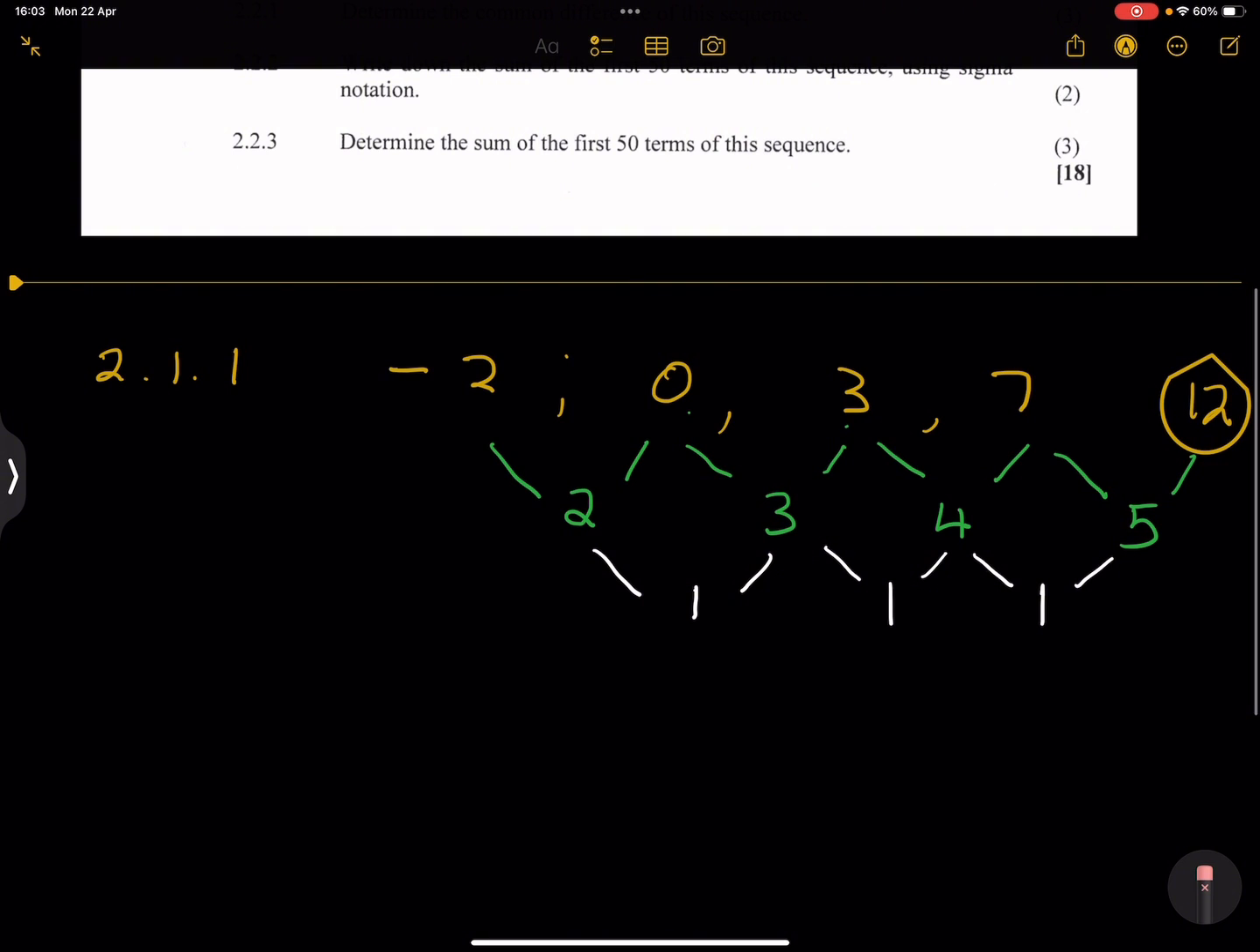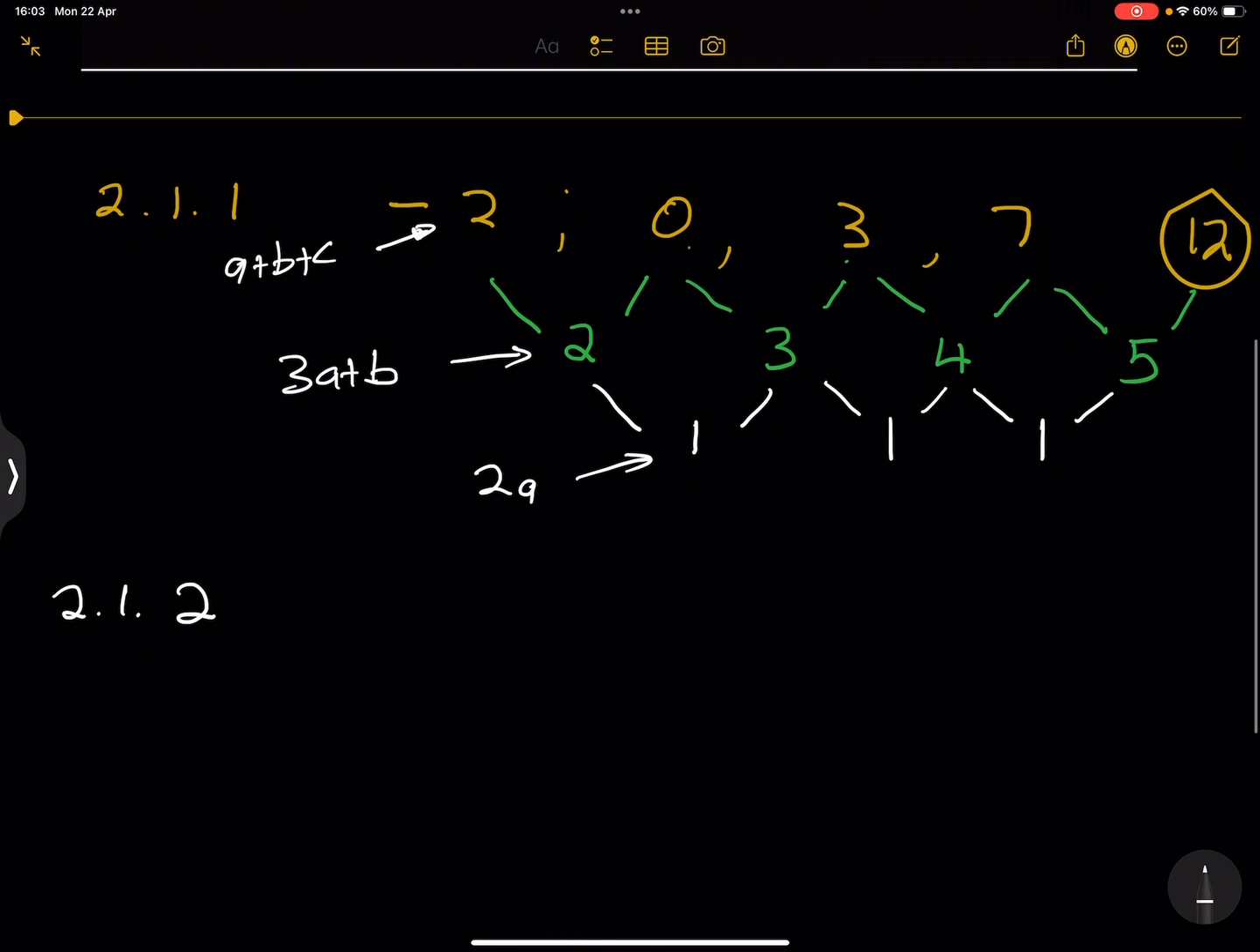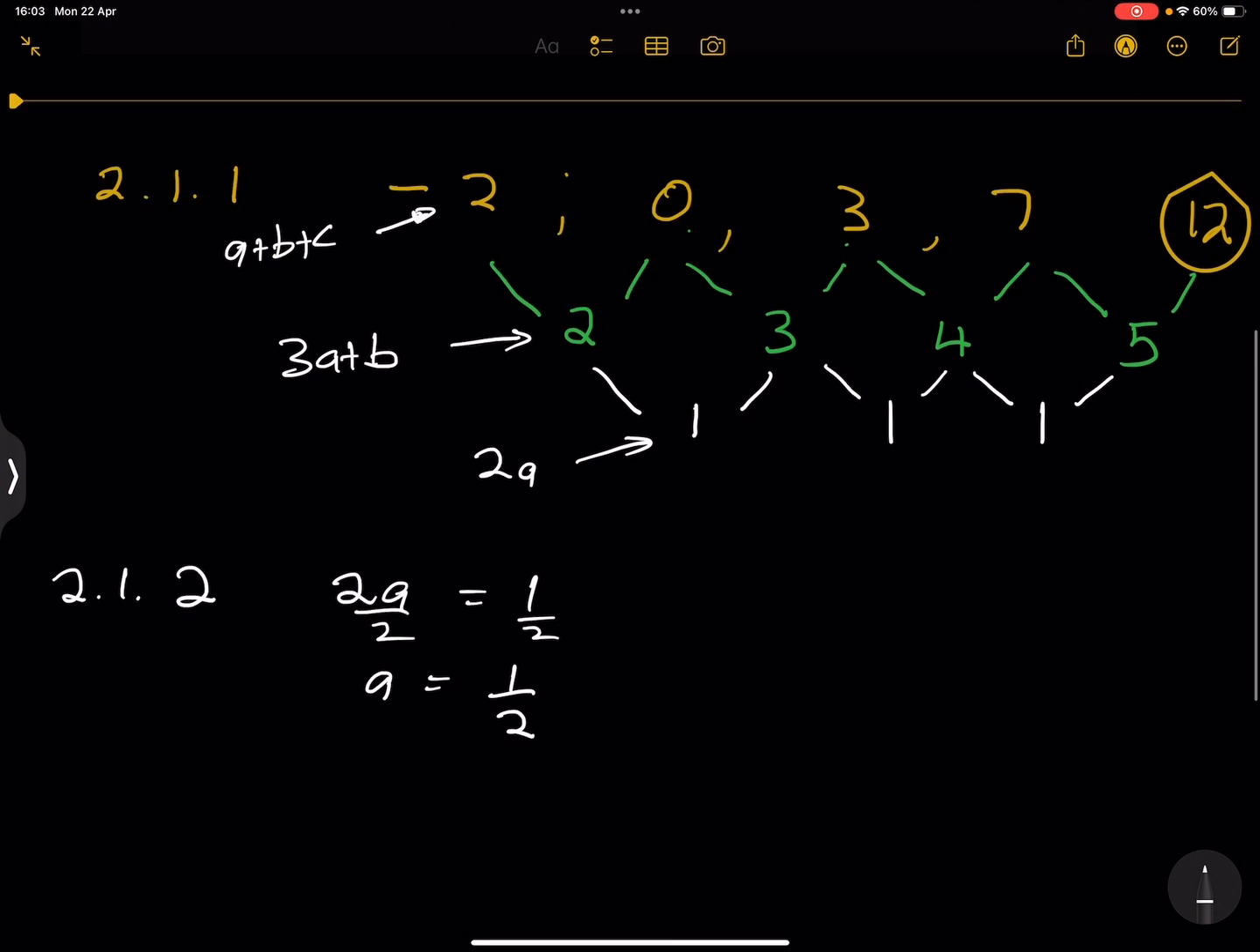Now, if we want the nth term, it means we're going to have to find out what the values of A, B, and C are respectively. Now remember, the second difference is equal to 2A. The first difference is 3A plus B. And the first term of the sequence is A plus B plus C. Right, so what are we going to do? We're going to say 2A is equal to 1. So if we divide that by 2, A will be 1 over 2.